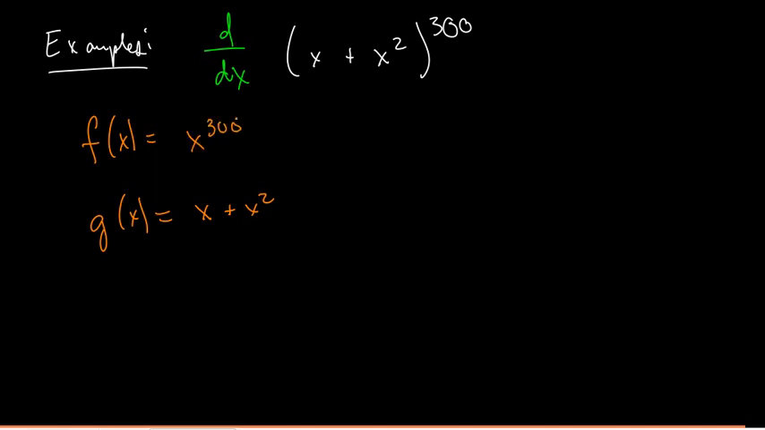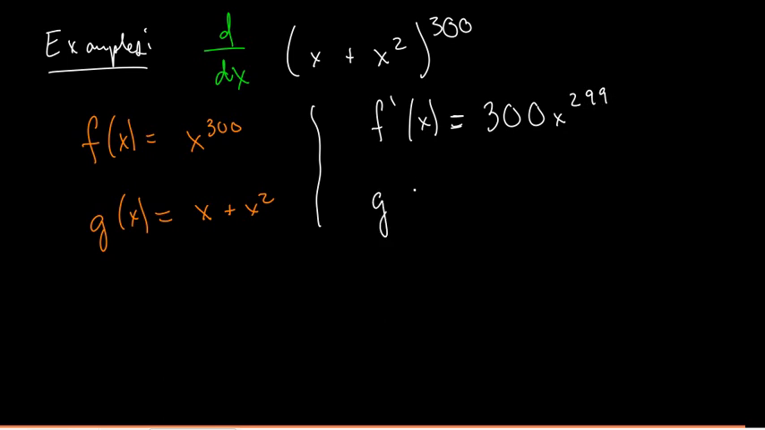According to the chain rule, I'm going to need to know the derivative of both of these things. That's pretty easy, and I'm just going to use the power rule. So f prime is 300 x to the 299, and then the derivative of g is g prime, which is equal to 1 plus 2x. All right, that was easy. But the chain rule says you're going to have to put these things together in a certain way.